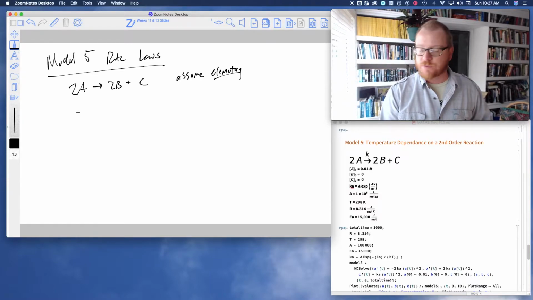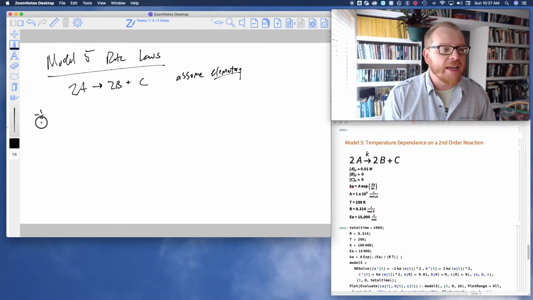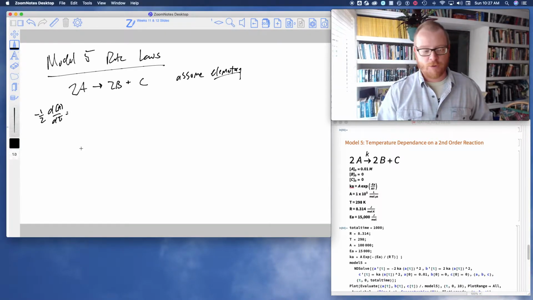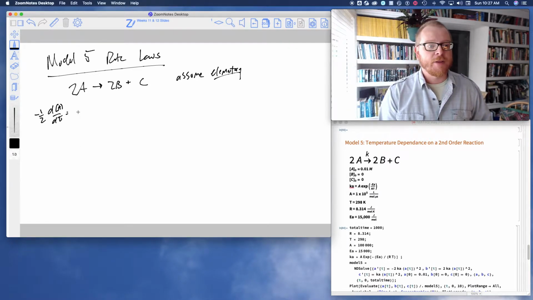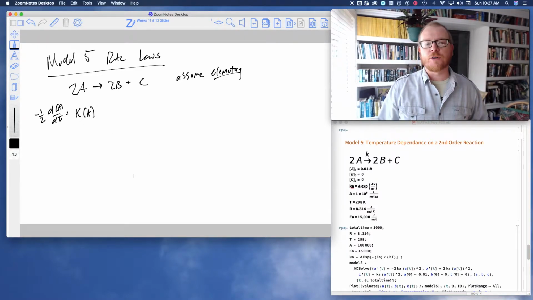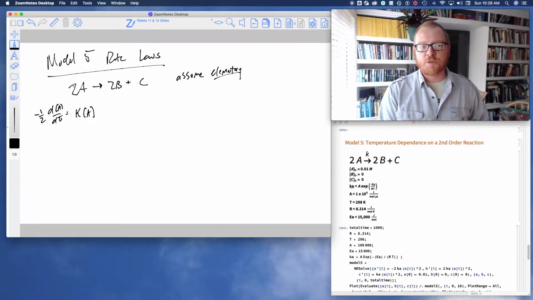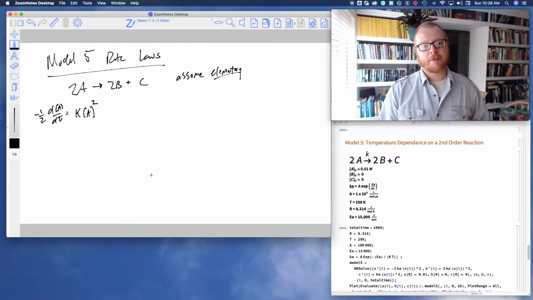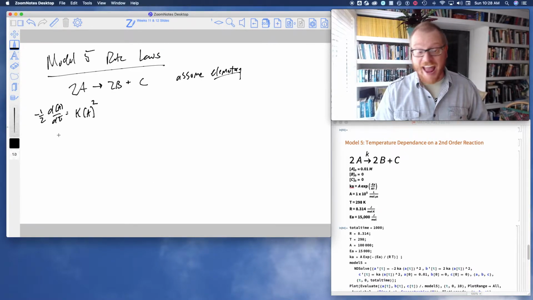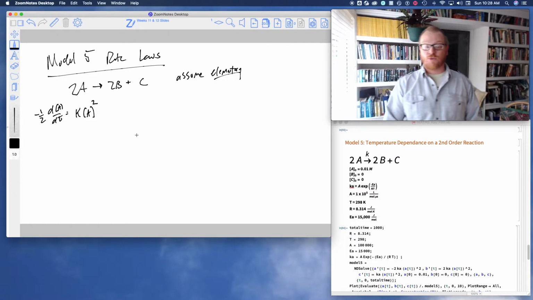Well, I'll first start by following our process by saying negative 1/2 dA/dt equals, and it's all about the reactants, right? So I only have one reactant, so that's going to be K times A. And in all of these models, you can assume these are elementary steps, which means the stoichiometry does give me the reaction order. And so that means it's K times A squared. Okay. And this is the only reaction involved in A. So that's it. That's the rate law for A.